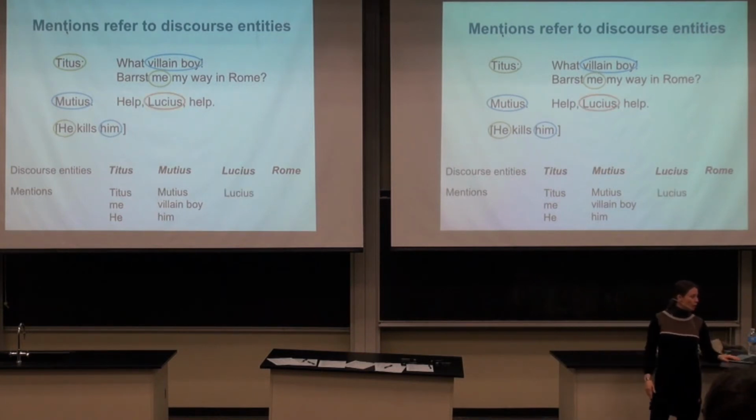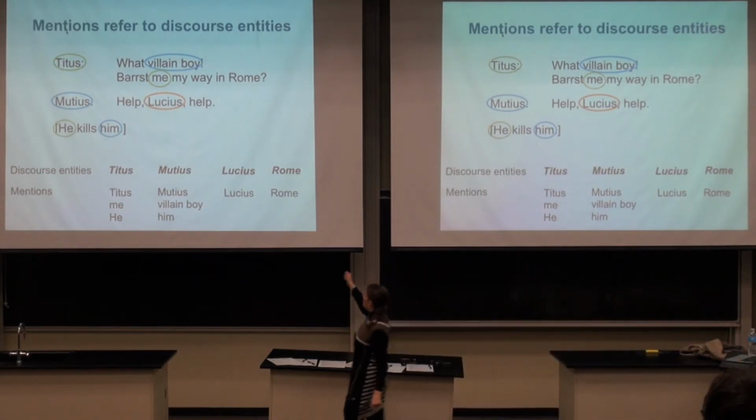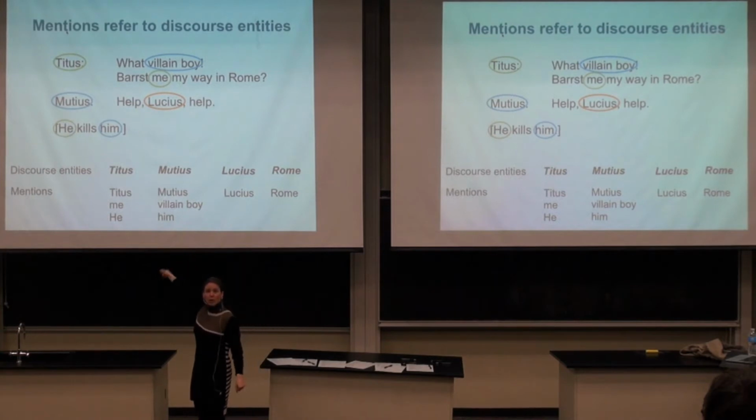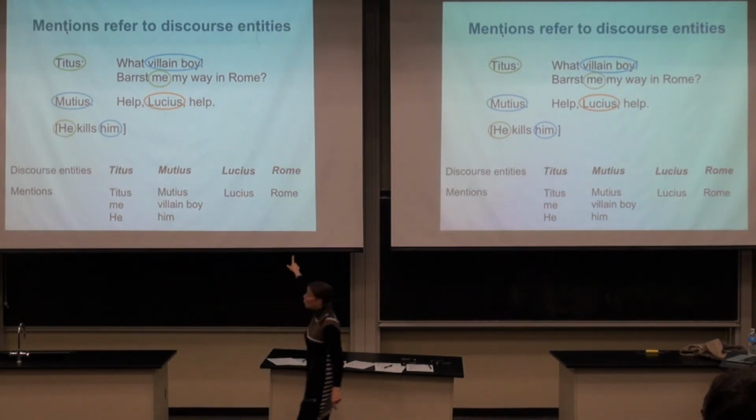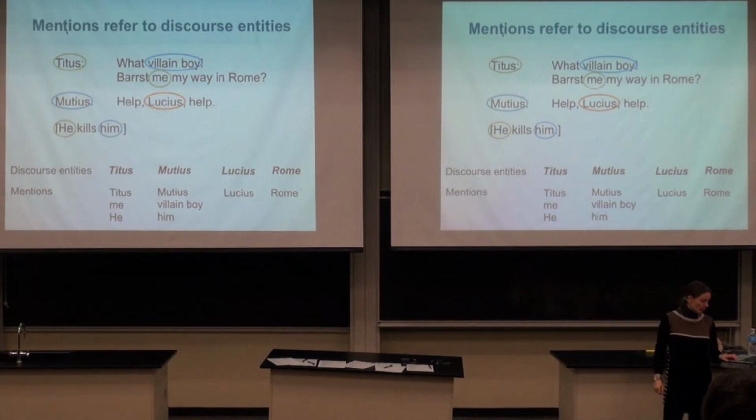And then we have Lucius, just Lucius, and Rome, just Rome. So you see that here, for those first two entities, there are different ways of referring to them, and then here we have two entities that are only mentioned once in this little snippet.